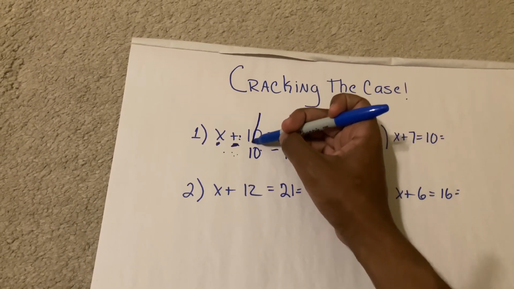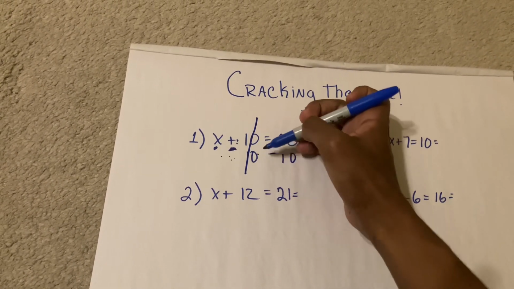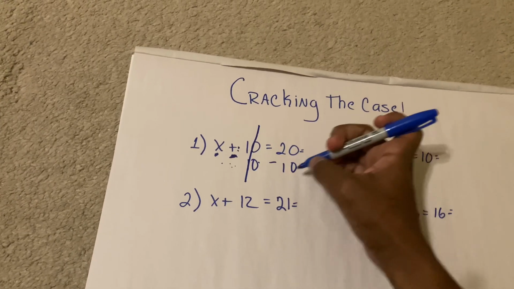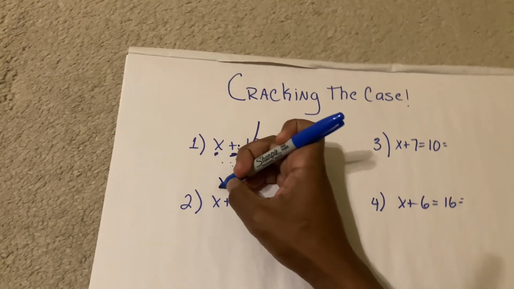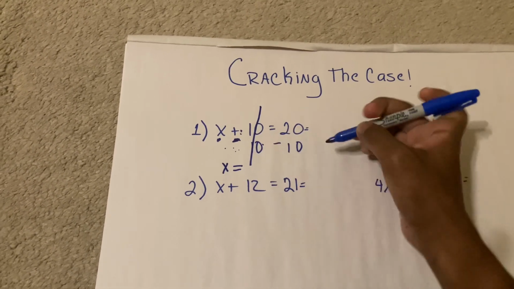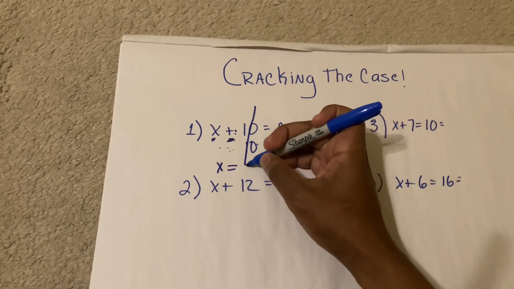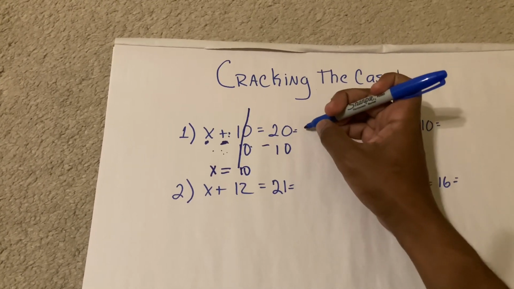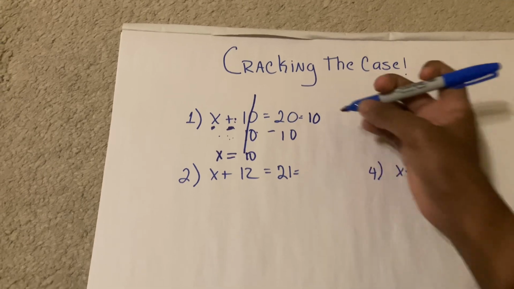What happens is these cancel out. The plus and minus 10s cancel out. So we're left with x equals 20 minus 10 equals 10. So your answer for the first problem is 10.